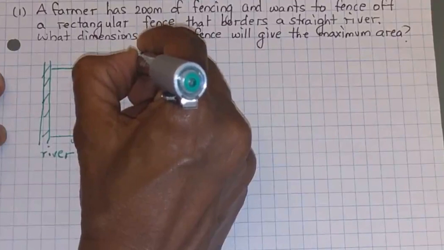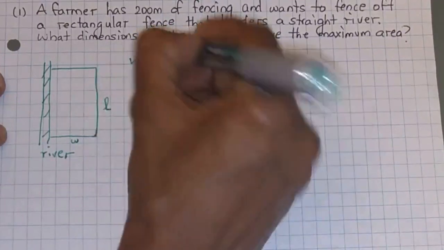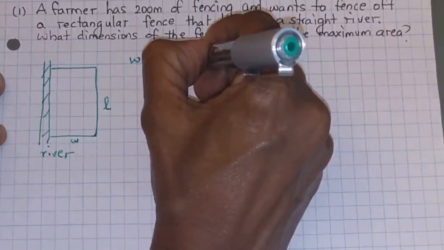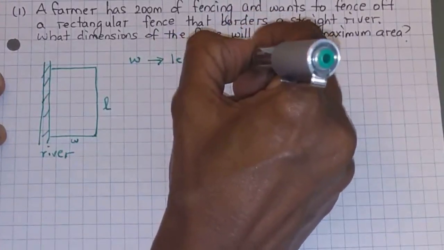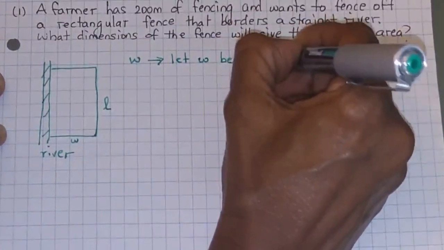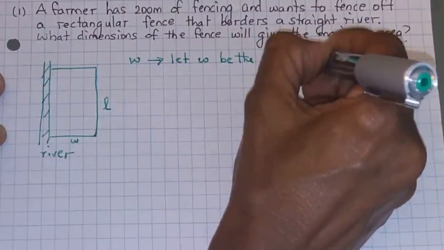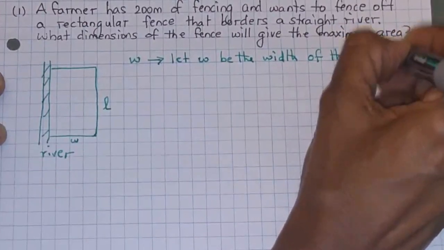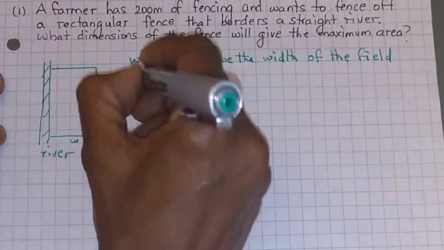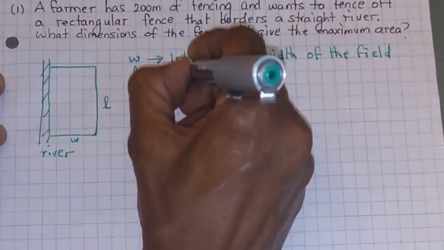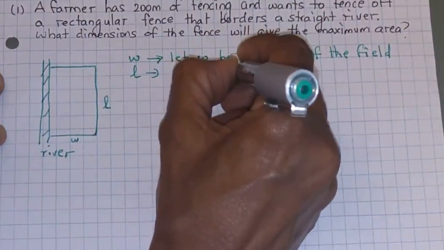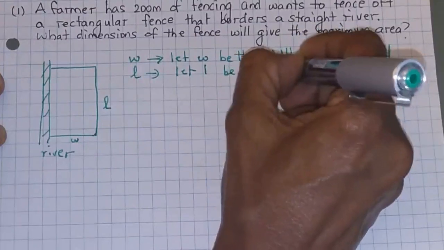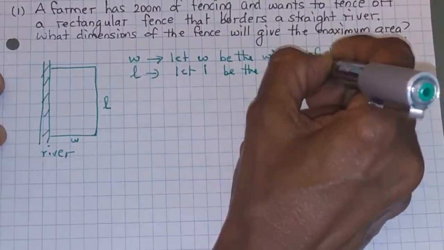So what I'm going to do is say, let W be the width of the field, and let L be the length of the field.